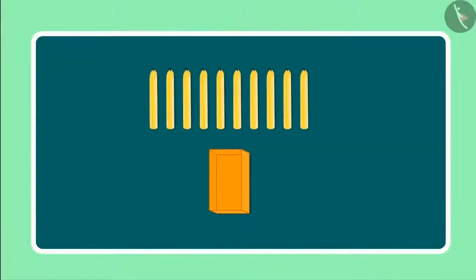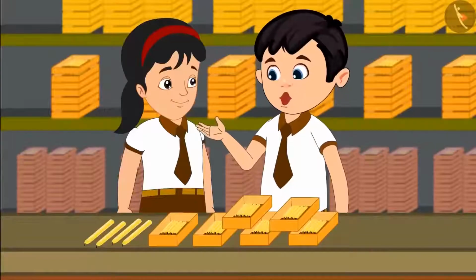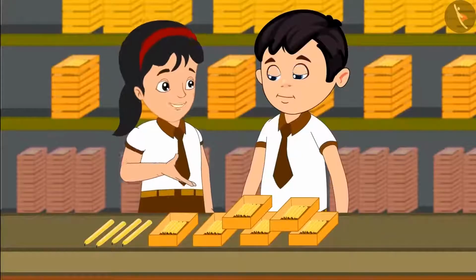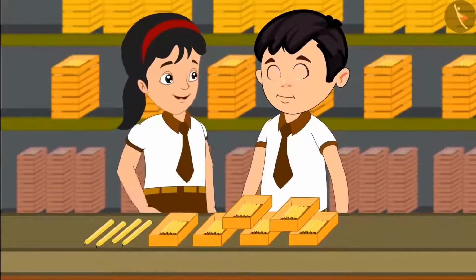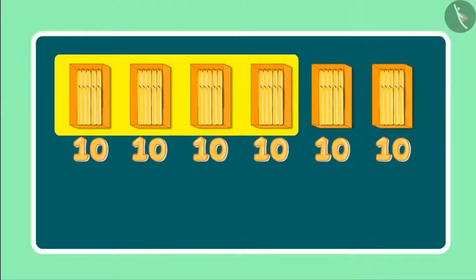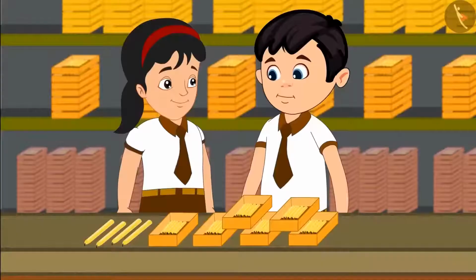They first put 10 candles in each box. Right now, we have 6 such boxes in front of us. So, can you tell me how many candles must be there in total? Yes, see, there are 6 boxes with 10 candles in each of them. 6 boxes would mean 60 candles.